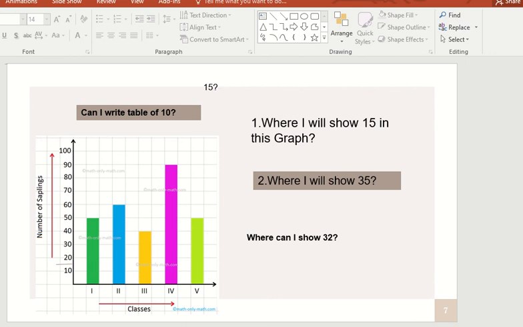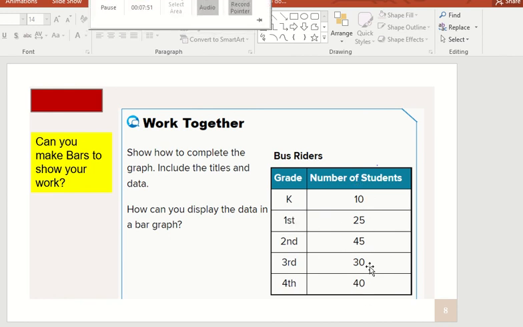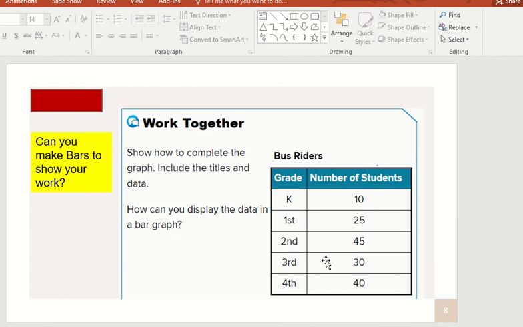Now here, I have a question. For this data, 10, 25, 45, 30, and 40, to represent this data, which two scales can you select?